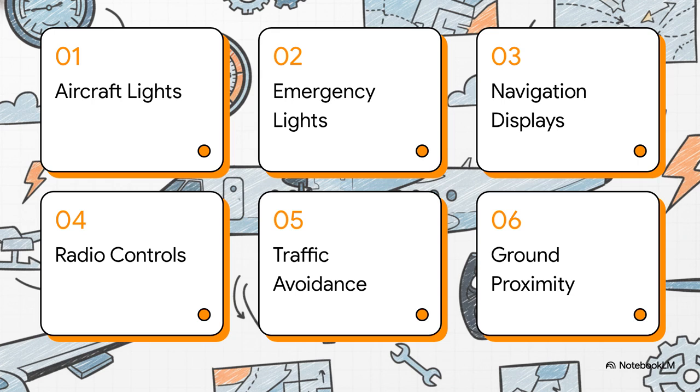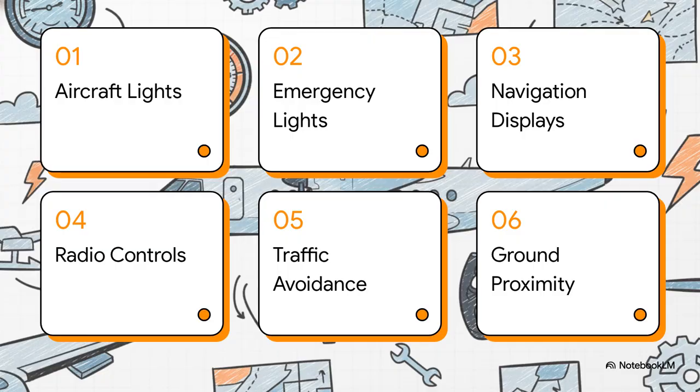1. Aircraft lighting systems. 2. Emergency lighting setup. 3. Cockpit navigation displays. 4. Audio and radio controls. 5. Traffic avoidance. And 6. Ground proximity warnings. The best memory trick to keep this straight is the acronym LENATG. That's Lights, Emergency, Nav, Audio, TCAS, GPWS. That is the precise sequence of our manual review today.